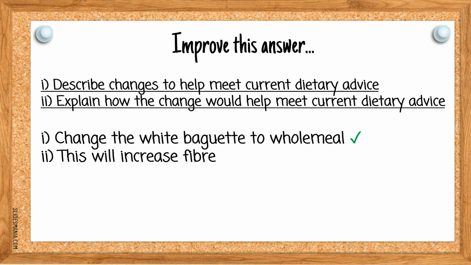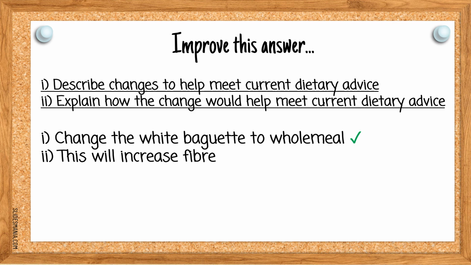Another example. So if you had a question about current dietary advice, if you were given a meal and you were asked firstly to describe changes to meet current dietary advice, and then the second part of the question, explain how the change would help meet current dietary advice. So for part one, we said we could change the white baguette to wholemeal. That would be fine, you would get a mark for that as you were describing these changes.